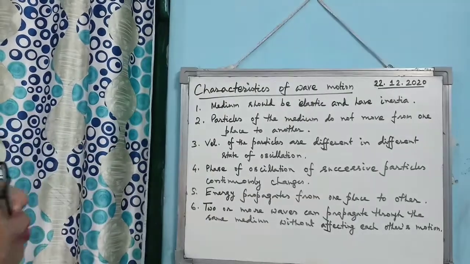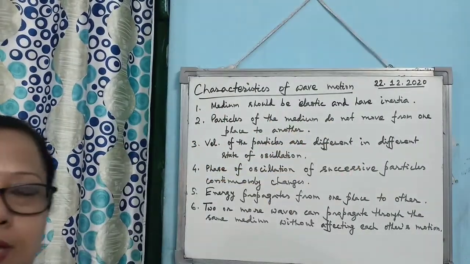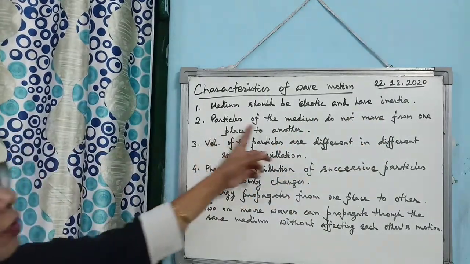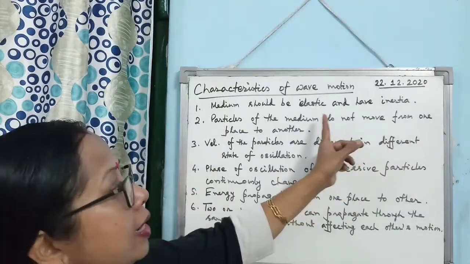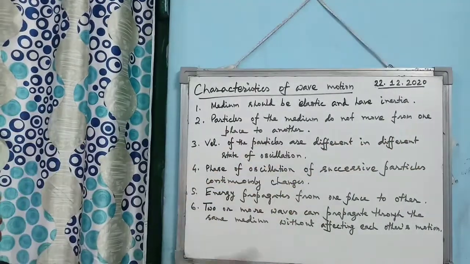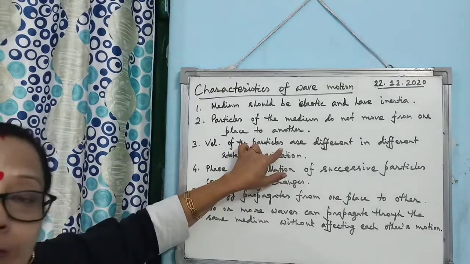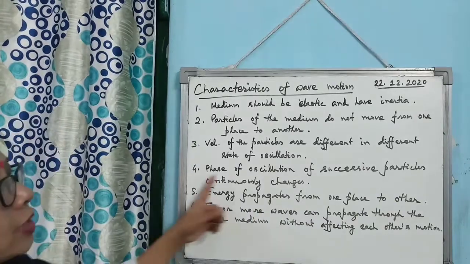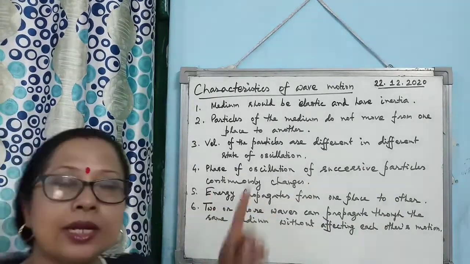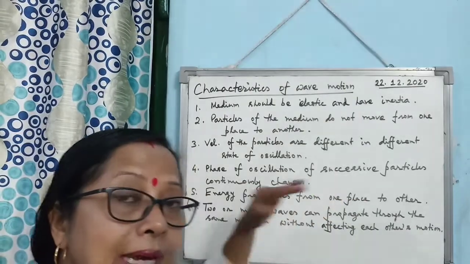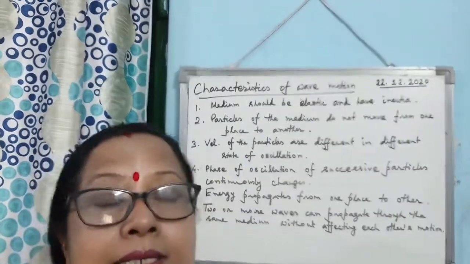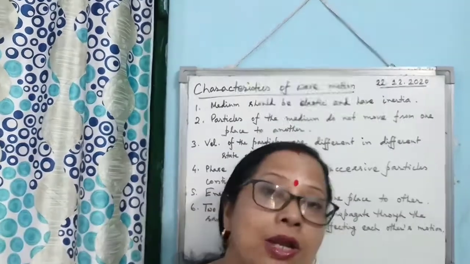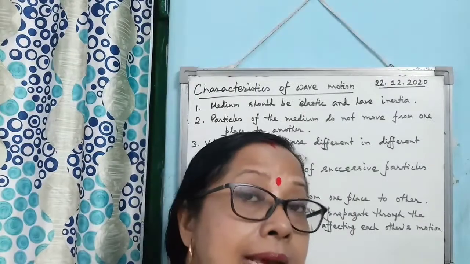Okay. So what are the points? Medium should be elastic and have inertia through which wave is propagating. Particles of the medium through which wave is propagating do not move from one place to another. Velocities of the particles through which the wave is moving are different in different states of oscillation. Phase of oscillation of successive particles continuously changes. Here one thing I have said but I have not written, that when the distance between the particles is equal to the wavelength or multiple of wavelength, then the particles will be in the same phase.